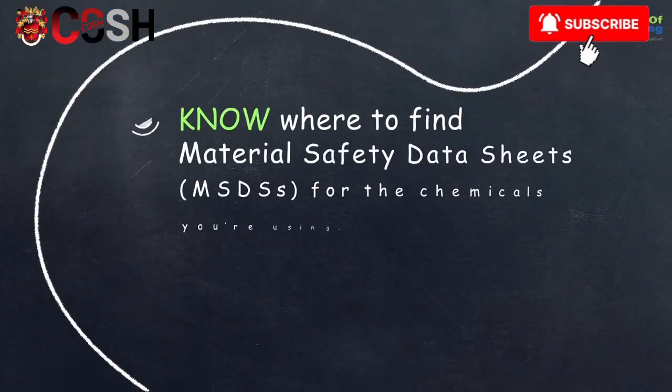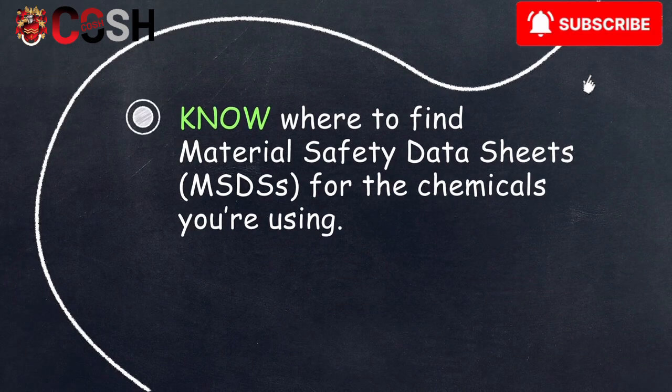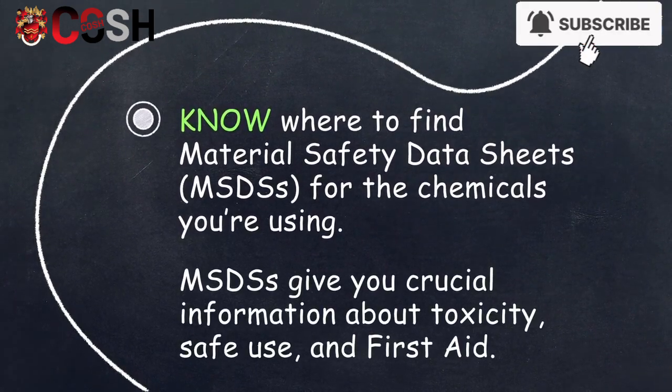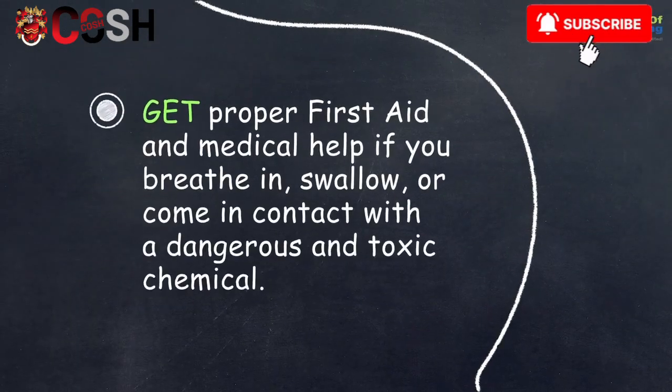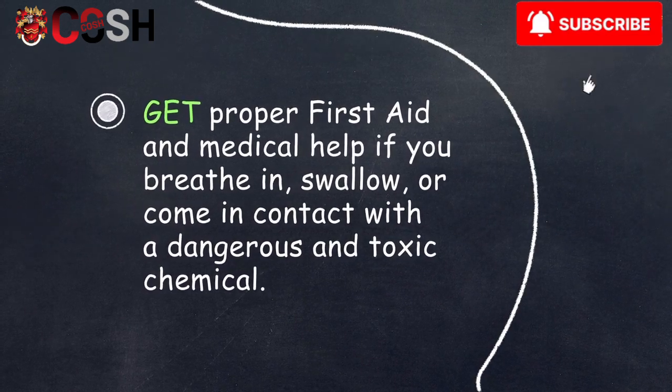Know where to find material safety data sheets, MSDSs, for the chemicals you're using. MSDSs give you crucial information about toxicity, safe use, and first aid. Get proper first aid and medical help if you breathe in, swallow, or come in contact with a dangerous and toxic chemical.